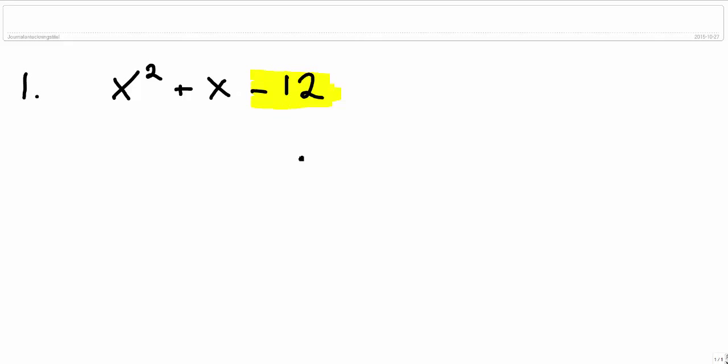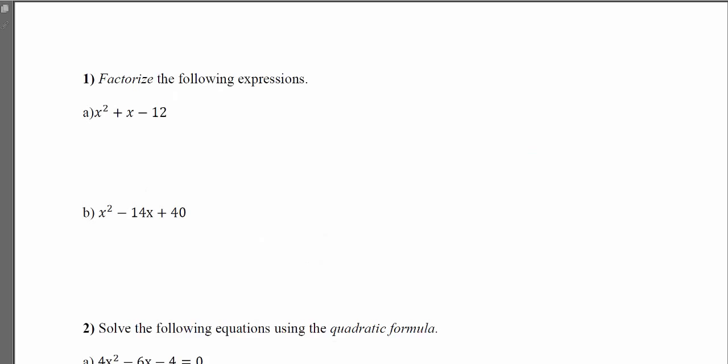So for example, if we choose 6 and 2, we can choose the signs to be, let's say, plus 6 minus 2 is still plus 4, so that won't work. So 2 and 6 will not work, 1 and 12 will definitely not work. So how about 3 and 4? If we choose minus 3 and plus 4, we get plus 1. So it seems like 3 and 4 will be the factors.